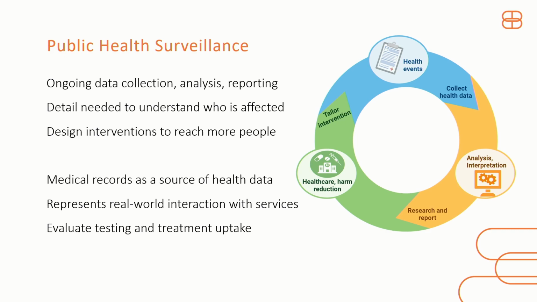Public health surveillance is the ongoing data collection, analysis and reporting of relevant health information to inform public health action. The more detail we have in our surveillance data, the more we can understand the characteristics of the people who are most affected, and that gives us the opportunity to then design interventions that match those characteristics to reach more people in a more equitable way.